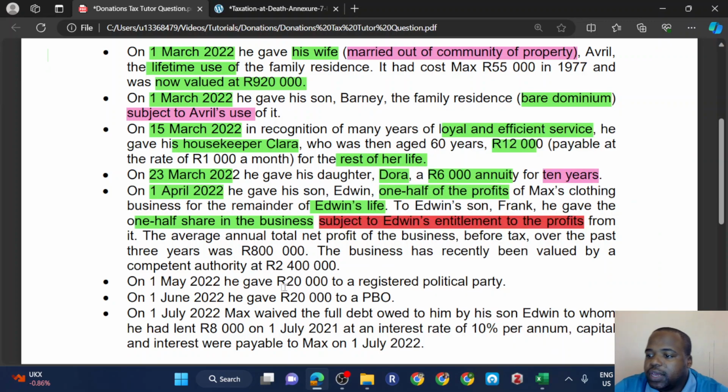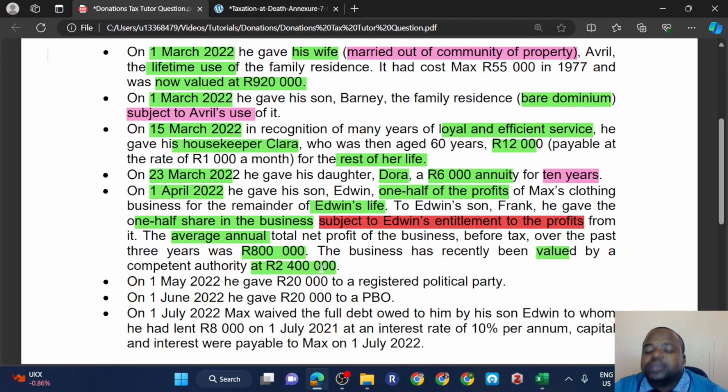So this was subject to Edwin's entitlement to the profits from it. The average annual total net profit of the business before tax over the past 3 years was 800,000 rands. But the business has recently been valued by a competent authority at 2.4 million rands.